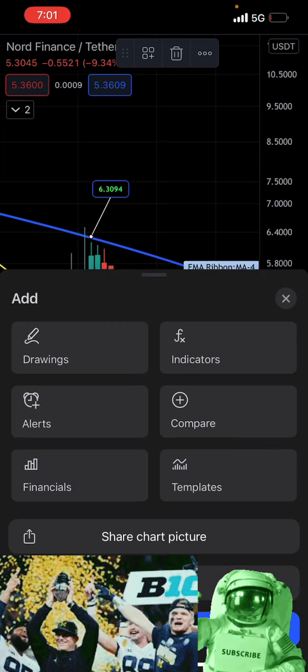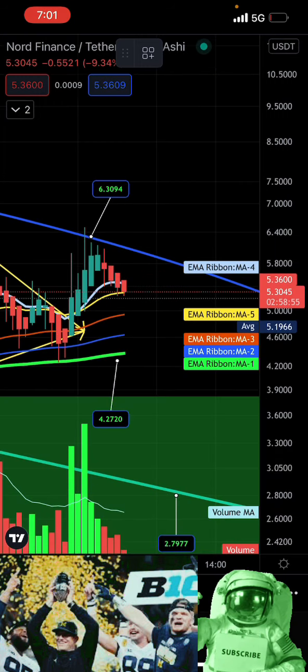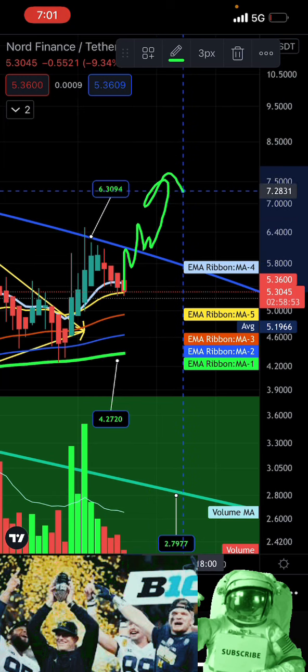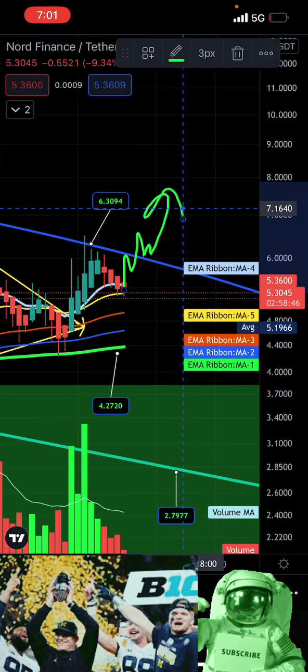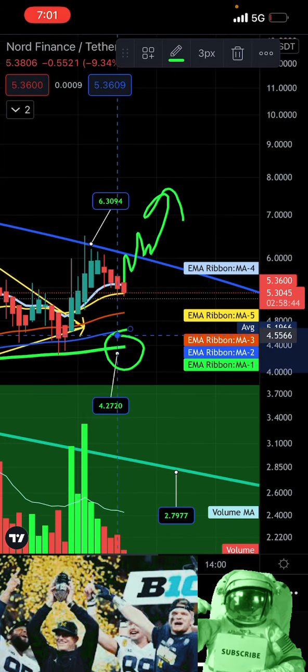If you're trying to get bullish in Nord, with our industry exclusive drawing tool, you've got to get over that fib circle and get some volume and confirm the breakout, right? And get a close above that fib circle with some nice volume. If not, you're going to come back down, at least in the short term, to the 200-day moving average at $4.27.